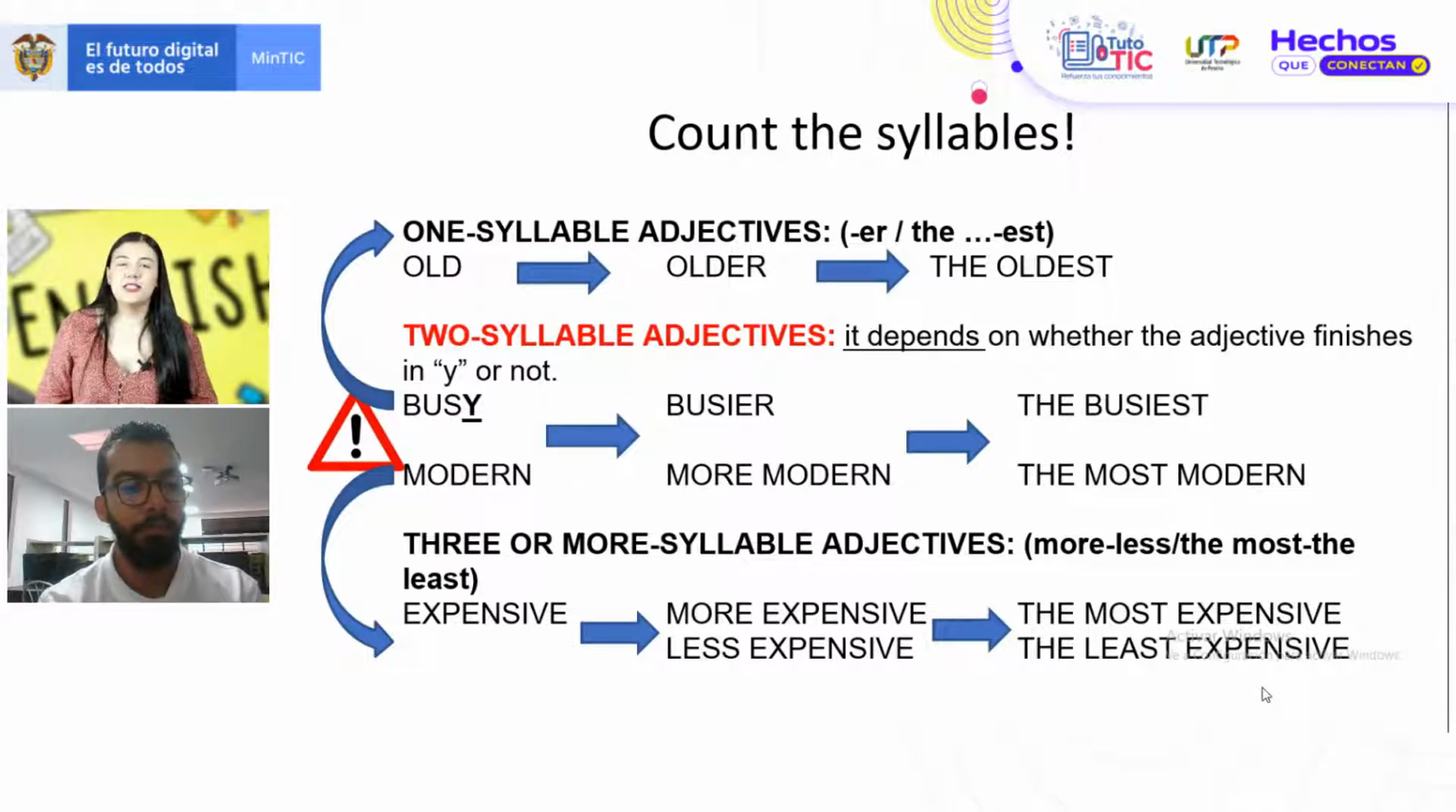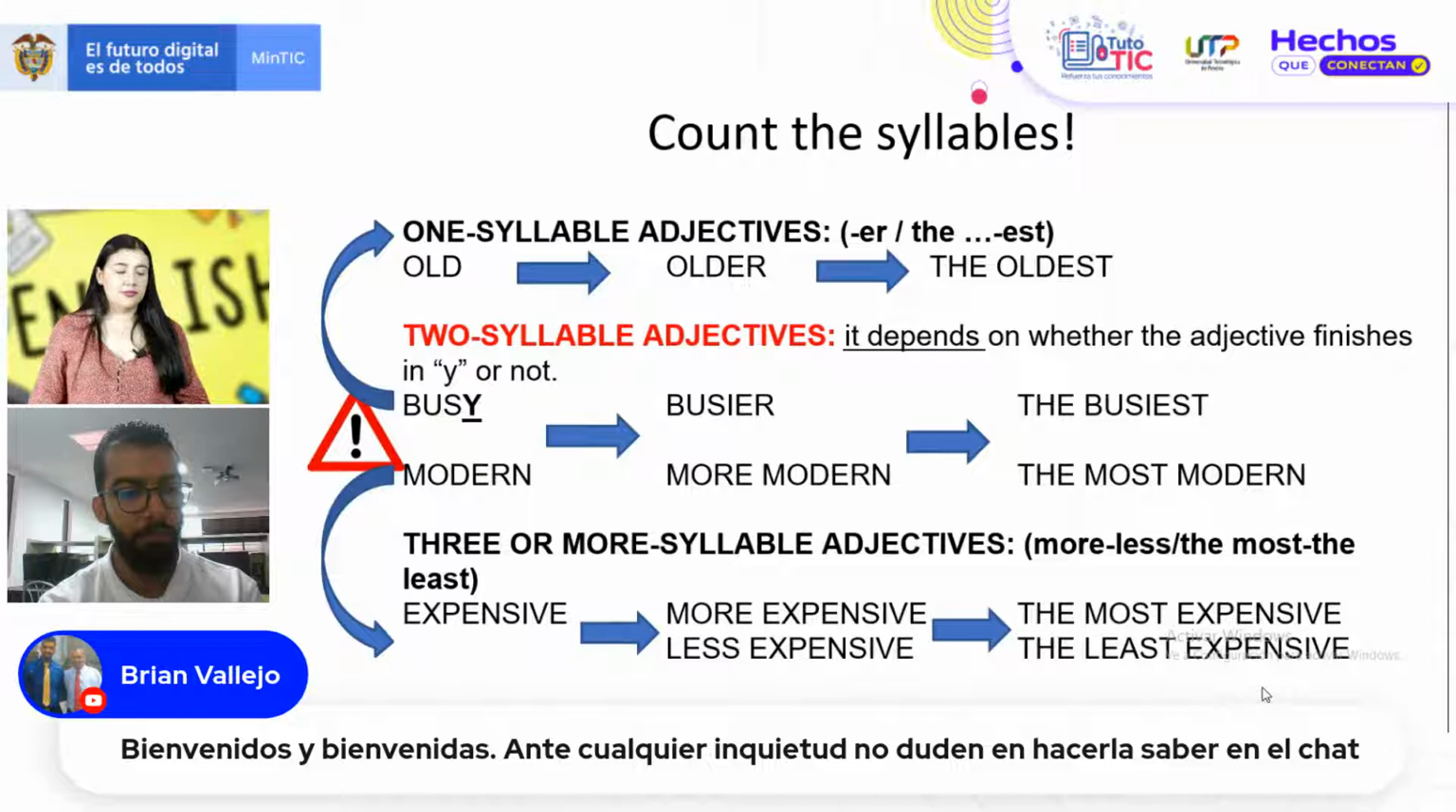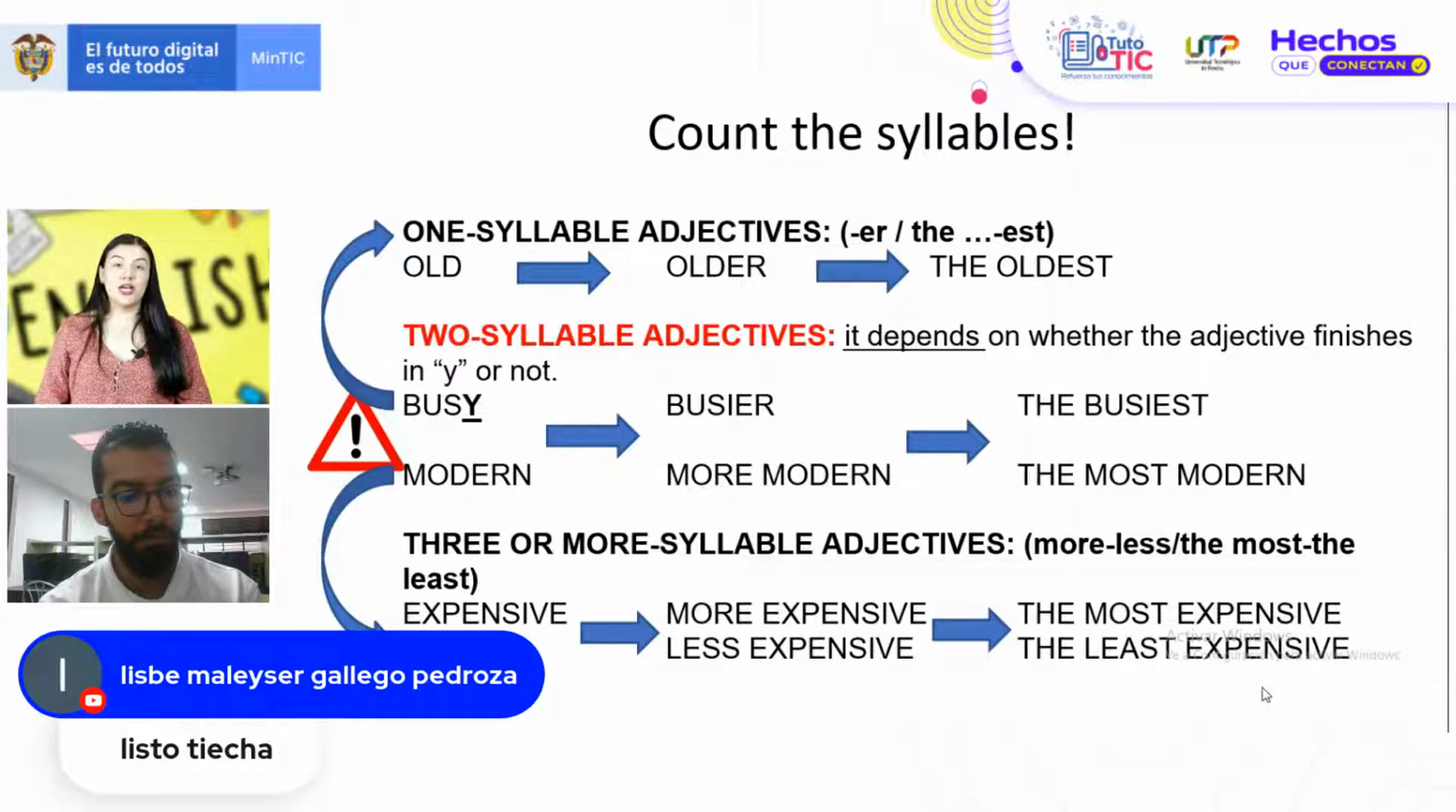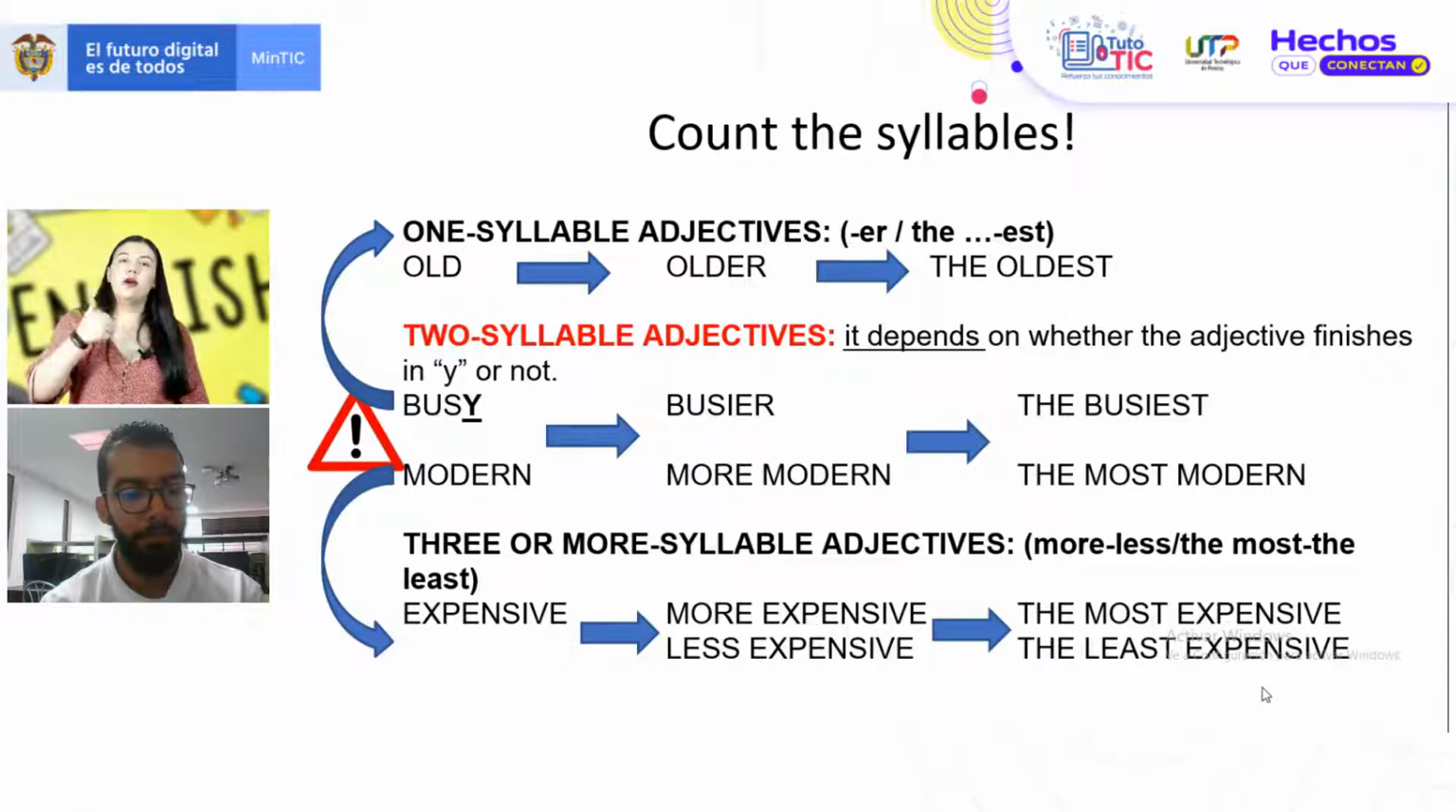Entonces los invito allí a que escriban un adjetivo de una sola sílaba. ¿Cuál sería? So think about that. I'm going to give you some seconds to write and type in the chat. One syllable adjective. Can you think about that? So remember, we got one syllable, two syllables, and three or more syllables adjectives.